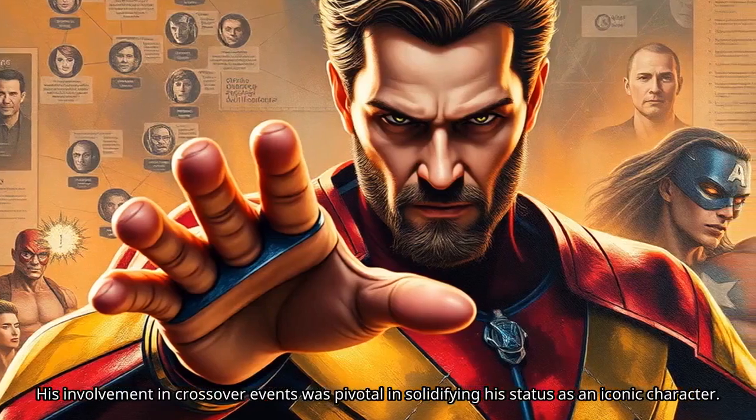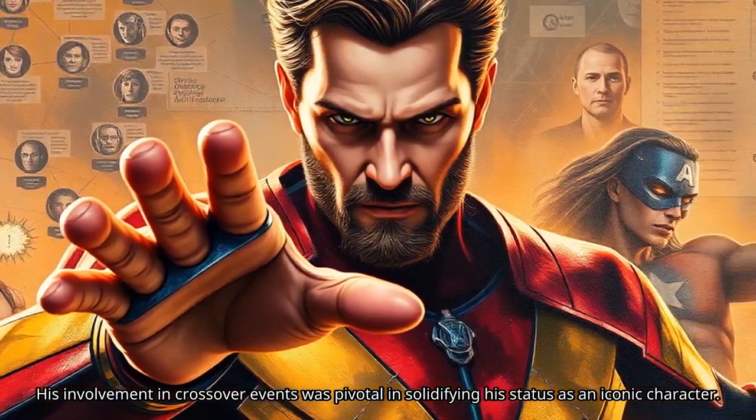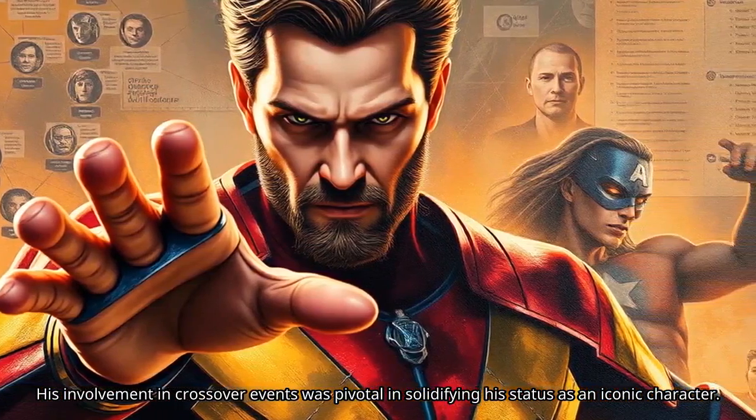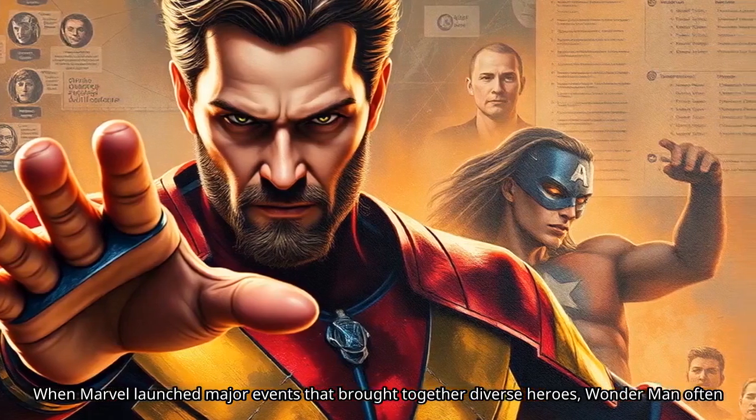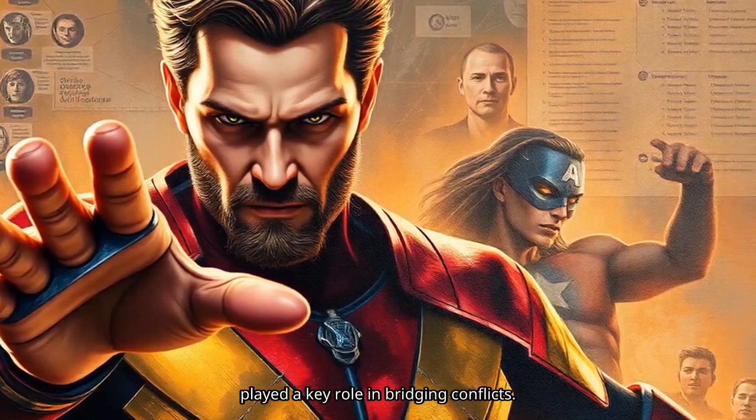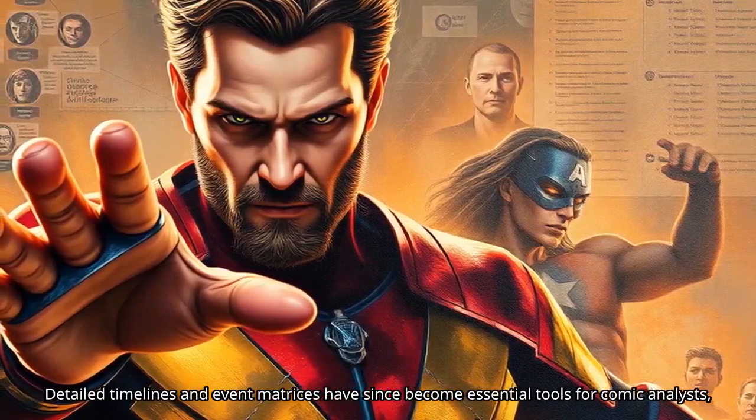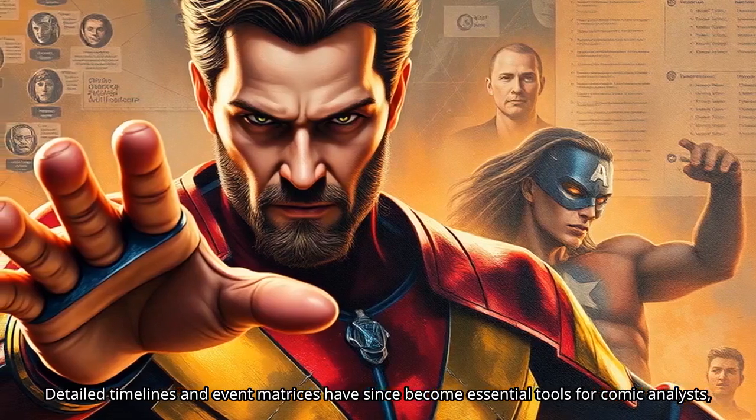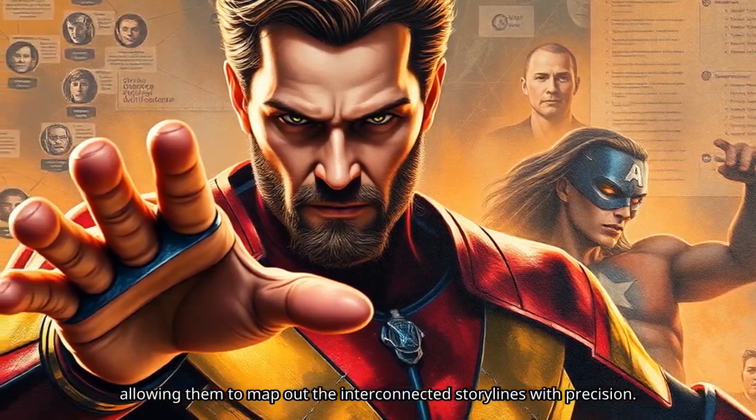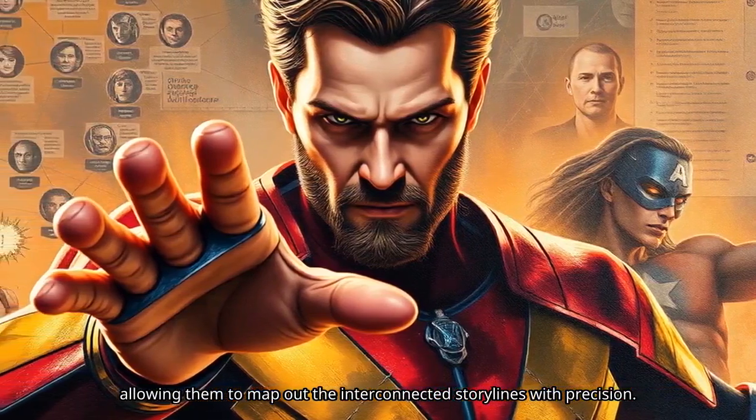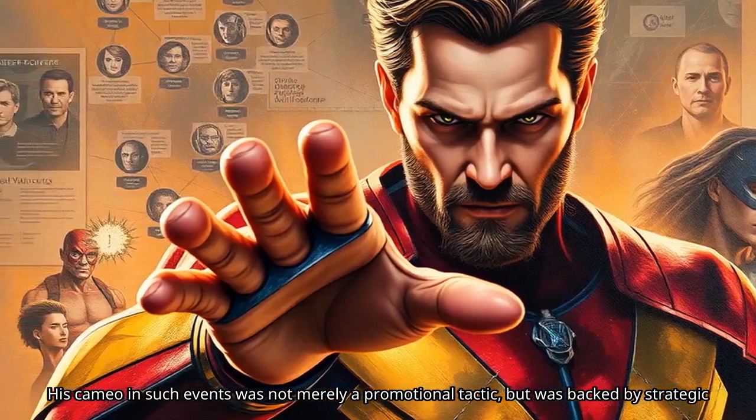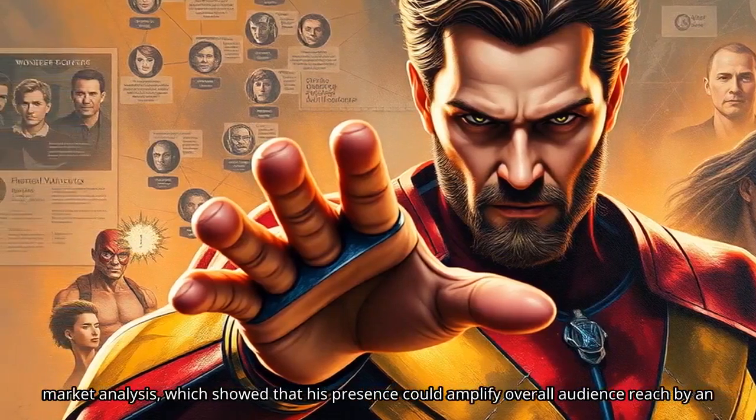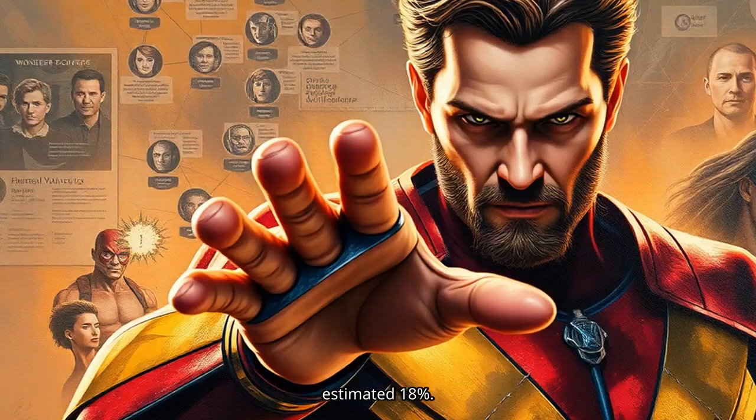His involvement in crossover events was pivotal in solidifying his status as an iconic character. When Marvel launched major events that brought together diverse heroes, Wonder Man often played a key role in bridging conflicts. Detailed timelines and event matrices have since become essential tools for comic analysts, allowing them to map out the interconnected storylines with precision. His cameo in such events was not merely a promotional tactic, but was backed by strategic market analysis, which showed that his presence could amplify overall audience reach by an estimated 18%.